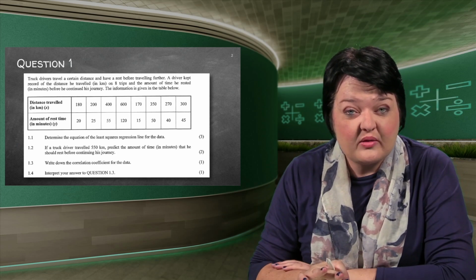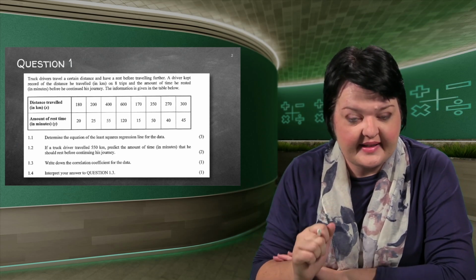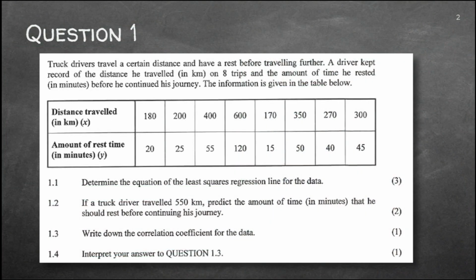So in question 1, we know it's going to be statistics, so let's have a look. Truck drivers travel a certain distance and have rest before traveling further. A driver kept a record of the distance he traveled in kilometers on 8 trips and the amount of time he rested in minutes before he continued the journey. The information is given in the table below. So there we have it, the distance traveled, which represents X, and the amount of rest required in minutes, that will represent Y.